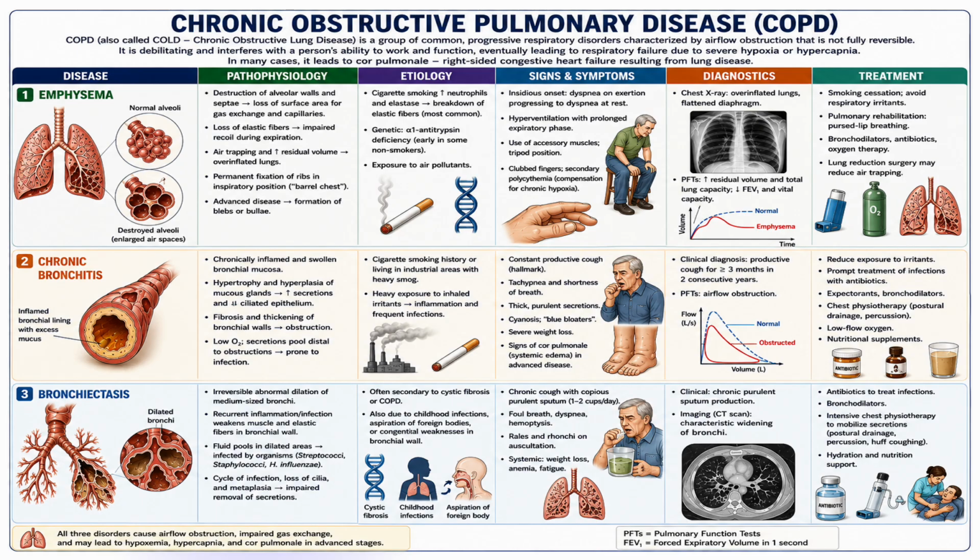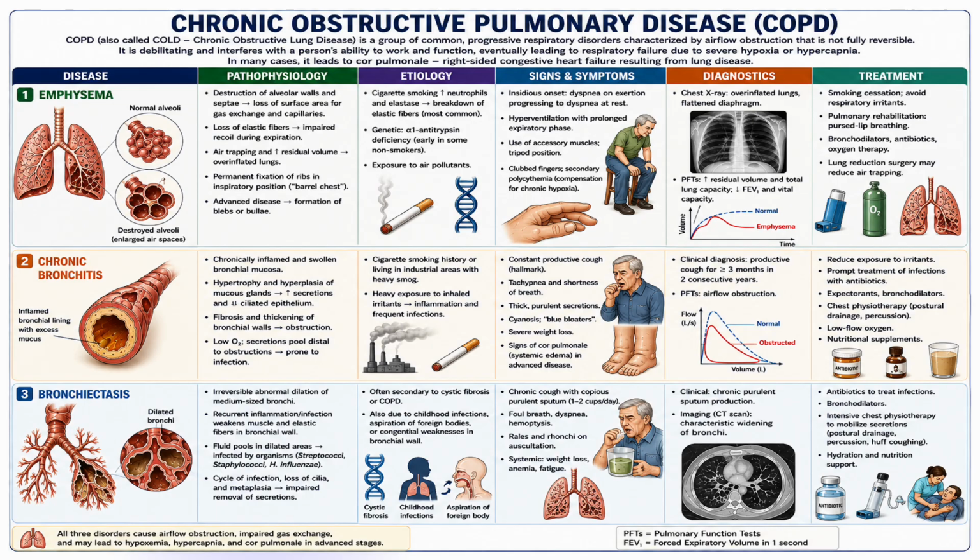Then we have bronchiectasis. Bronchiectasis is typically a secondary problem that develops in patients with conditions like cystic fibrosis or COPD. Its patho is that it's an irreversible abnormal dilation or widening of the medium-sized bronchi. Recurrent inflammation and infection will lead to weakening of the muscle and elastic fibers in the bronchial wall.